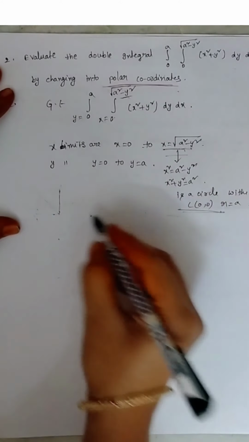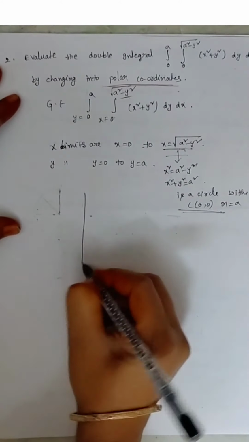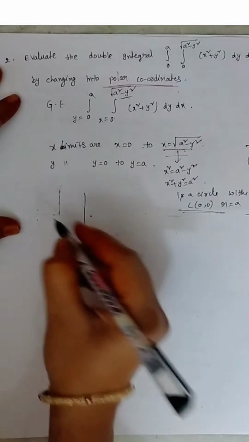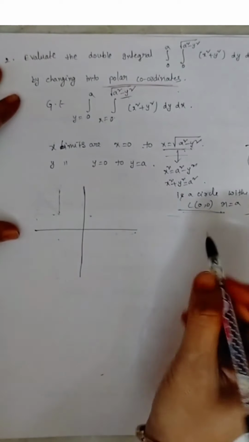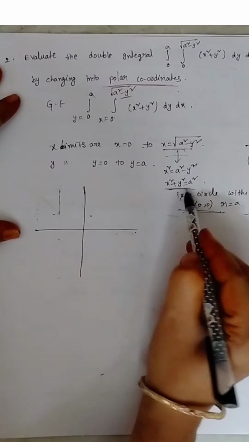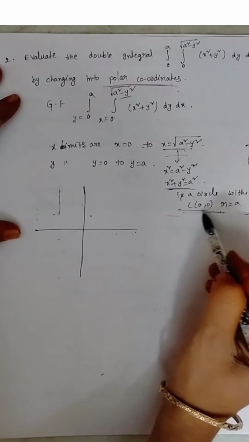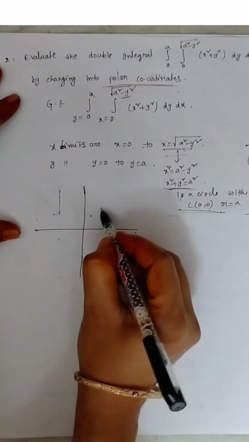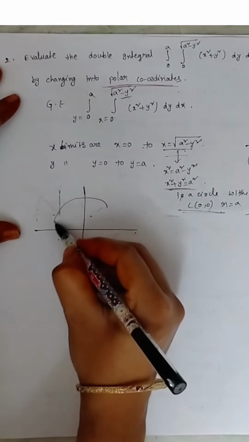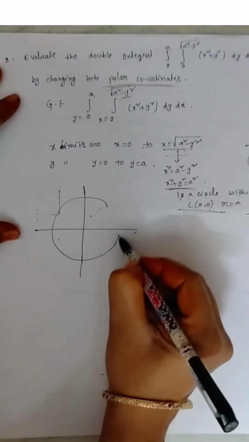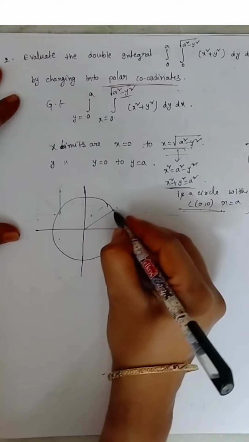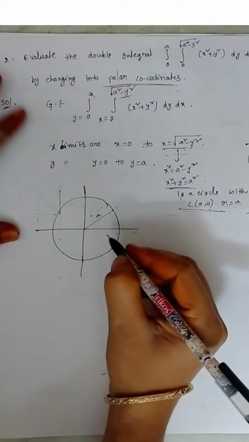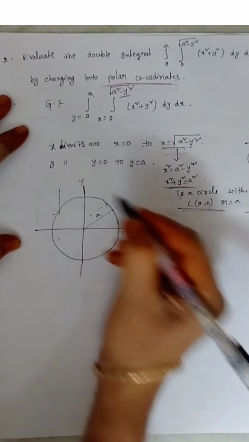So with respect to this region, just draw the diagram. With respect to these limits, first we have to know the region. So it makes a circle with the center 0, 0 and radius r. I am drawing a circle with center 0, 0. This is the radius a, with x axis and y axis.